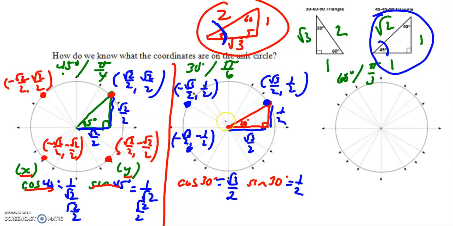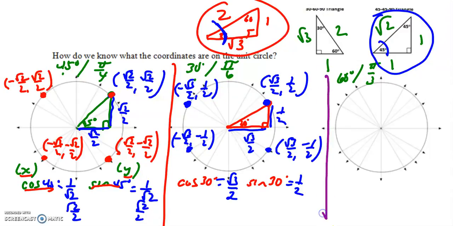And then if we follow the straight line here, this point also goes with this point, which goes with this reference angle. X is positive, y is negative. So we would have positive root 3 over 2, negative 1/2. So these are the special points from the 30, 60, 90 triangle.